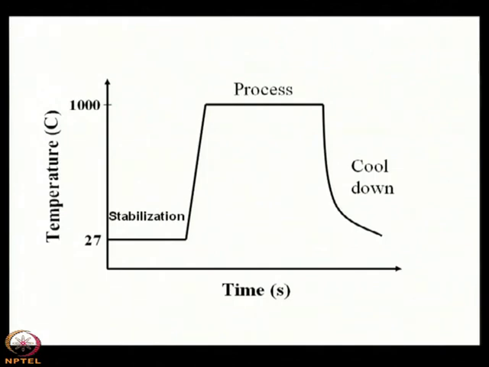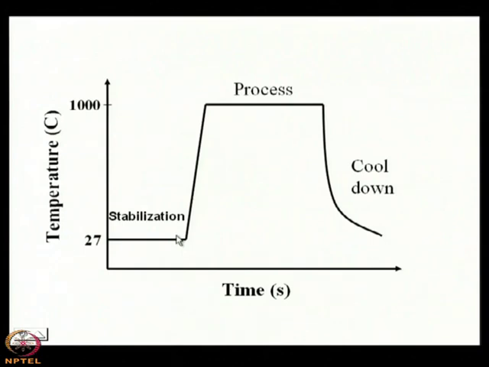Yes, in RTA, you see that this is the view graph, I have plotted temperature along y axis and time along x axis. So, say the room temperature is 27 degree centigrade. First some time is required for the stabilization, gas flow stabilization. Then you see very quickly it reaches 1000 degree centigrade. It is almost not exactly parallel to the y axis, but delta T is very, very less.